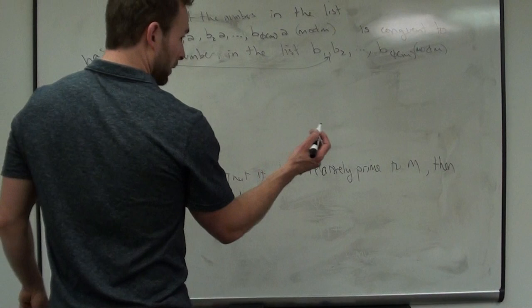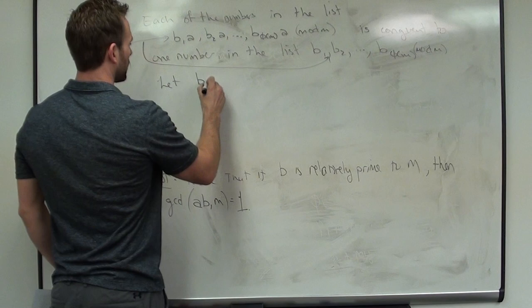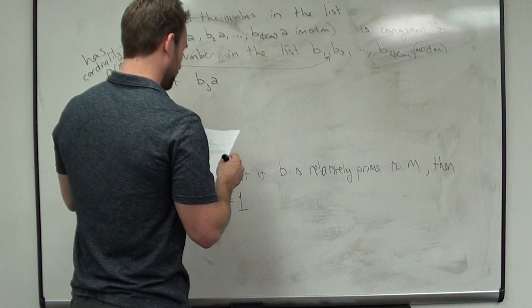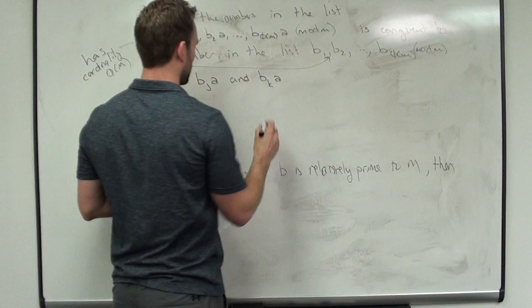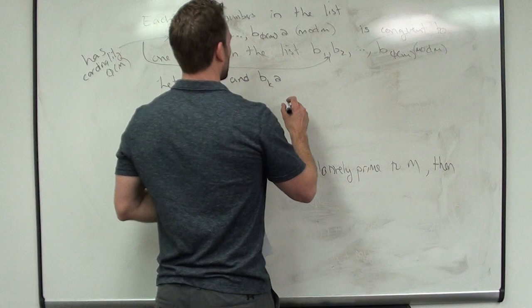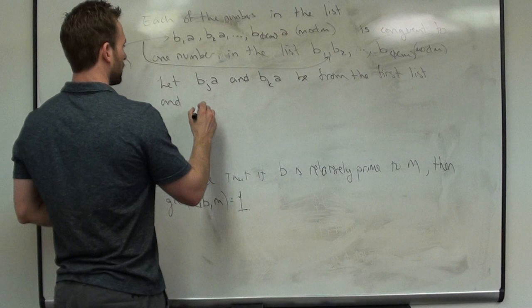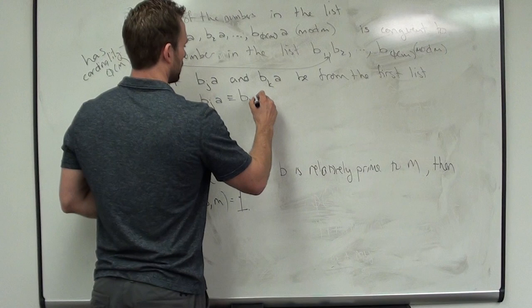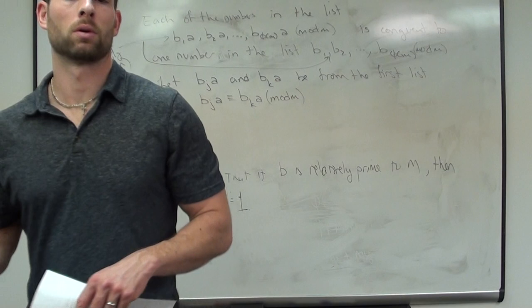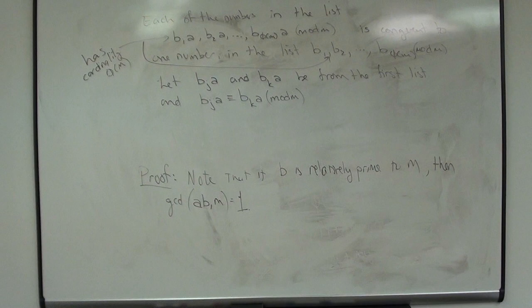We say, let b sub j times a, making sure I use the same notation that we have here, and b sub k times a be two guys from the first list, and suppose they are congruent mod m. There's a difference between saying two things are congruent and saying that two things are equal. When we say these are congruent, what we actually want to show is that b sub j is actually equal to b sub k, so they are one and the same. Again, congruence is different than equality, and to get that these two lists are exactly the same, we have to show equality, not just congruence.